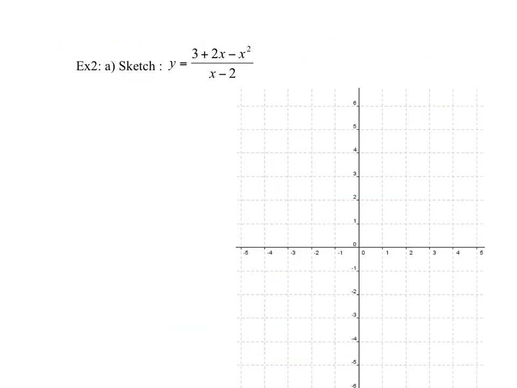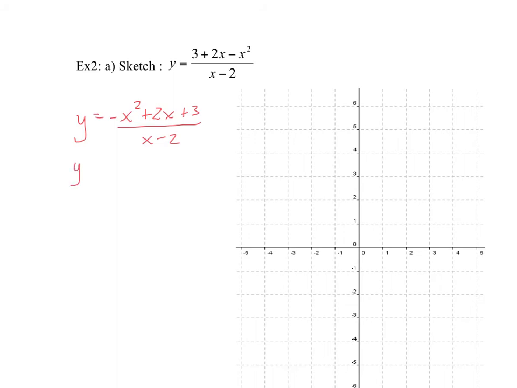Alright, last example. Let's sketch this graph. So we have y equals, I'm going to put it in order here, -x squared plus 2x plus 3 over x minus 2. So again, the first thing you should do is check whether you can get rid of this factor. Because if this is a factor of the numerator, it is not an oblique asymptote.